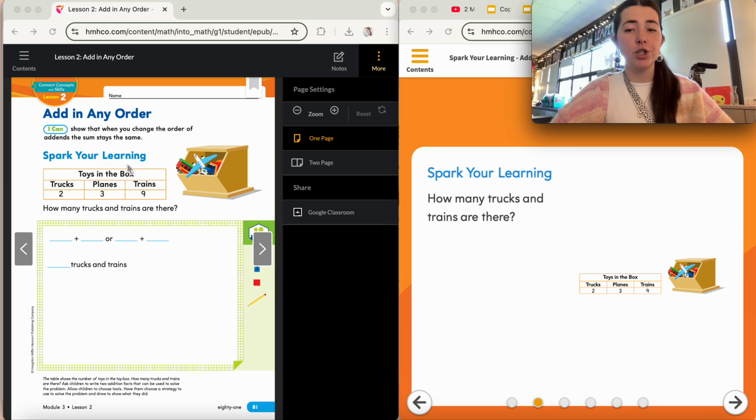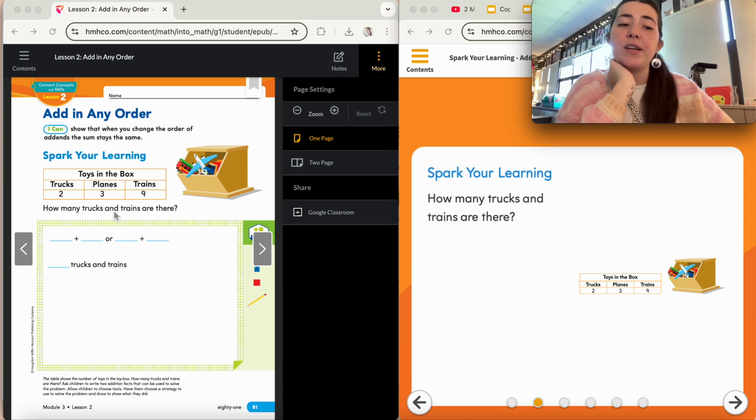So we're going to look at our chart or our table right here that says Toys in the Box as the title. How many trucks are there? Who can tell me? If you said 2, great job. How many planes are there? If you said 3, great job. And how many trains are there? If you said 9, great job.